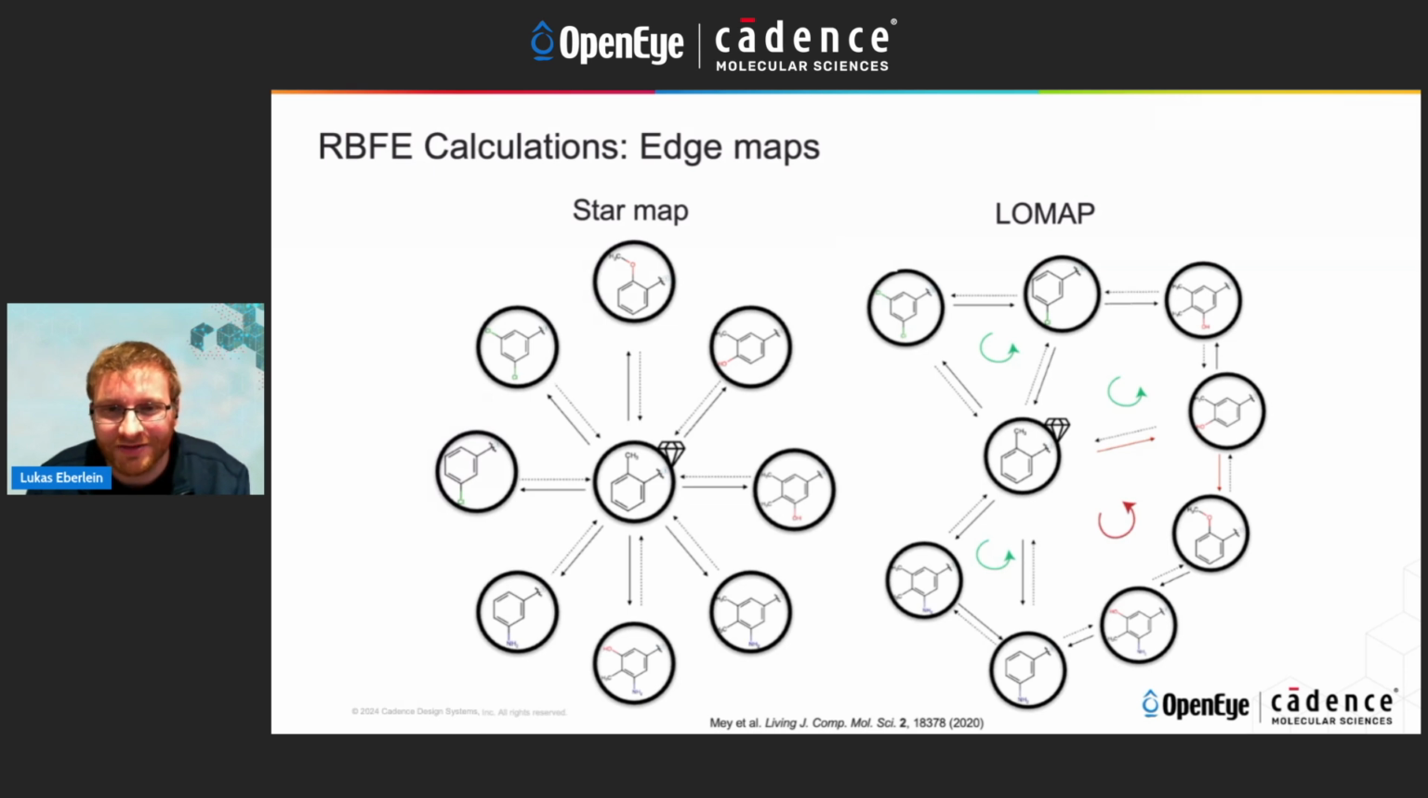NOMAP usually has about 1.5 edges per ligand and shows several smaller closed cycles. This makes the RBFE calculation more robust because the additional cycle closure allows the correction of individual bad edges.